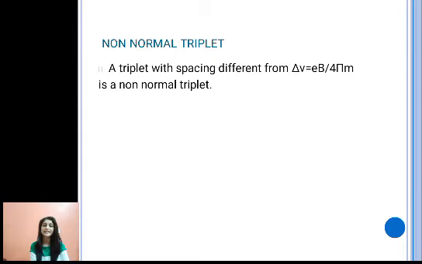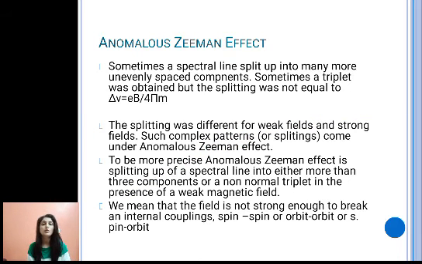Now what happens at times is that we get a triplet, but the spacing is not equal to eB upon 4 pi m, it is different. In that case, that triplet is called a non-normal triplet. Now let us talk about the anomalous Zeeman effect. Sometimes spectral lines split up into many more unevenly spaced components. Sometimes a triplet was obtained, but the splitting was not equal to eB upon 4 pi m. So this effect we call an anomalous Zeeman effect.